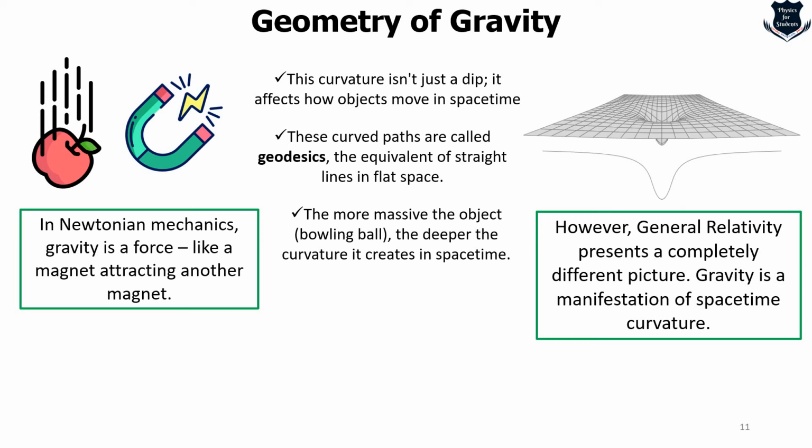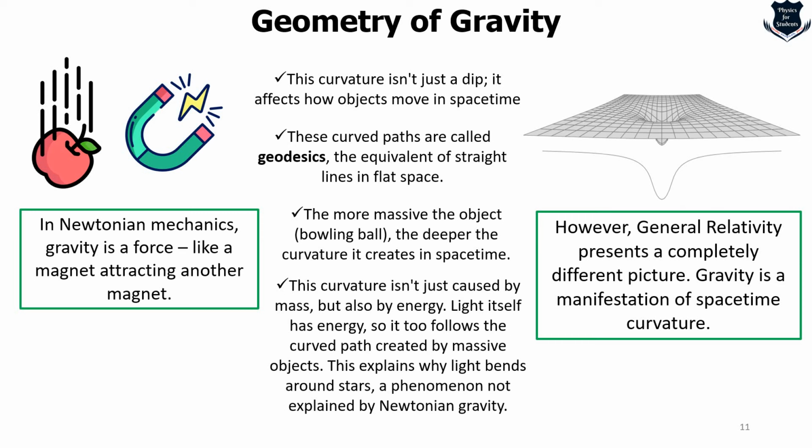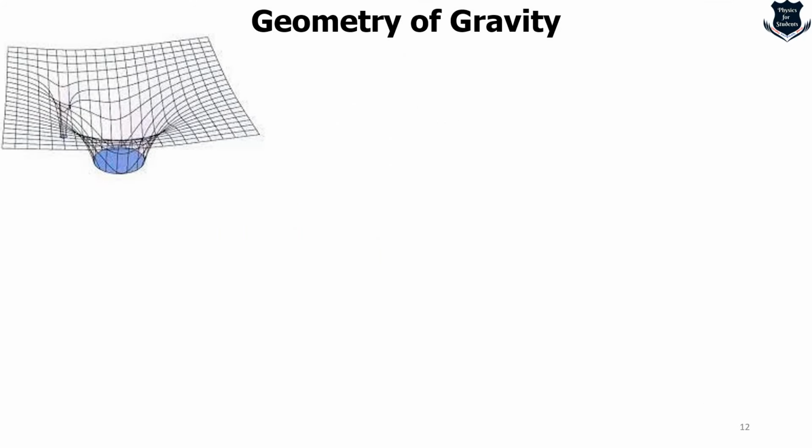Usually, the more massive the object, the deeper will be the curvature of space-time. And remember, the curvature is not just caused by mass itself, but also energy. So if light has energy, it too follows the curved path created by massive objects, which is not explained in terms of Newtonian gravity. So this is a paradigm shift from the force part of physics into the curvature part of physics, and that is what differential geometry actually helps you to understand.